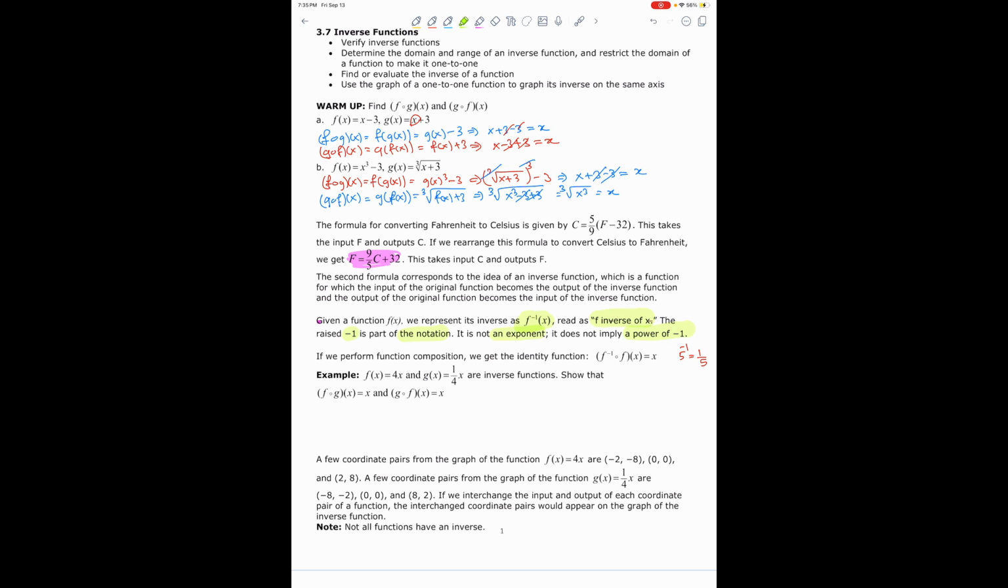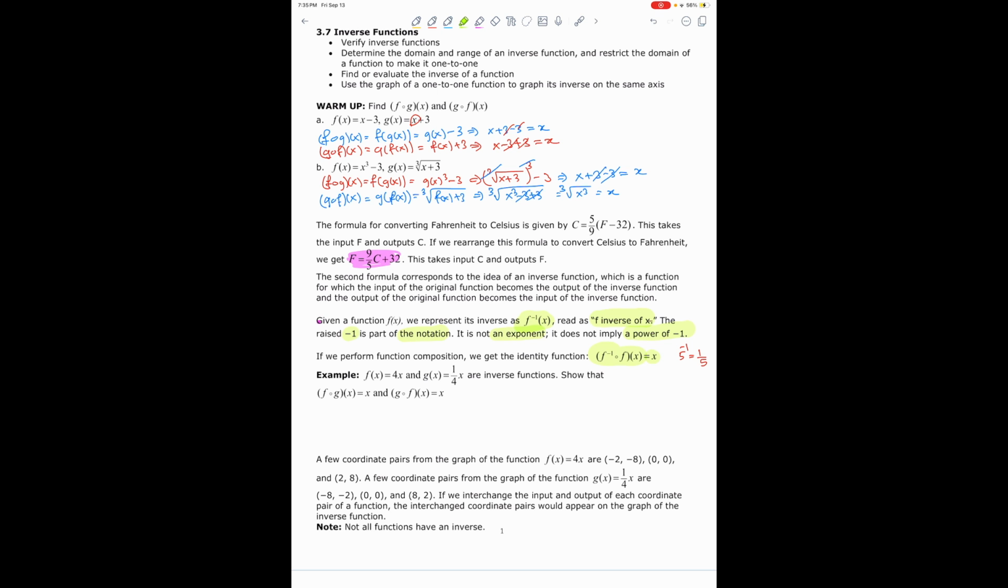When we perform a function composition of the inverse function and the function, we will always get x. So to check if two functions are inverses of one another, we have to prove that f inverse of f of x is equal to x and f of f inverse of x is equal to x.